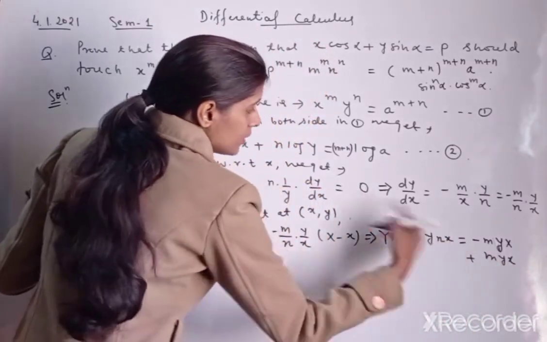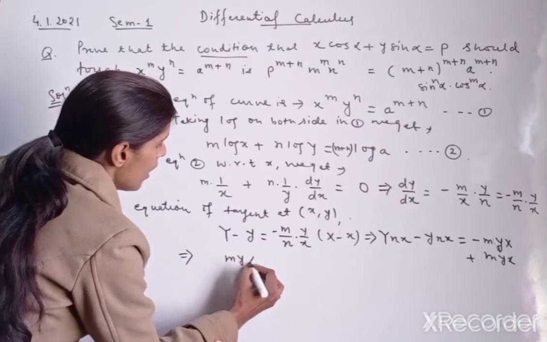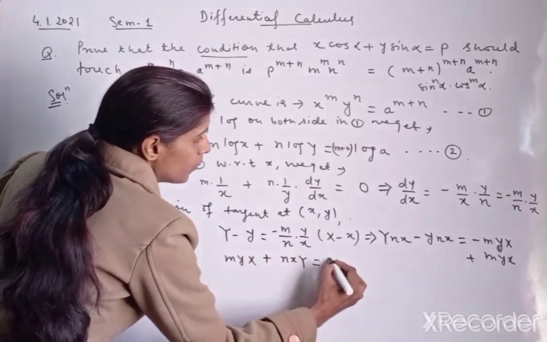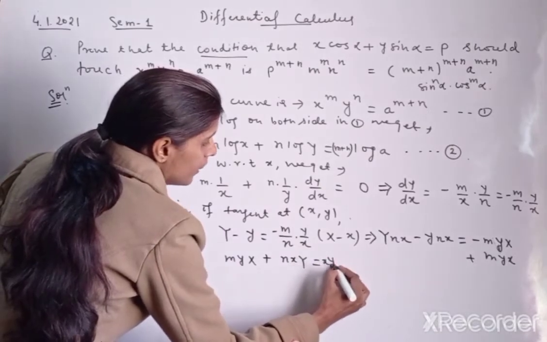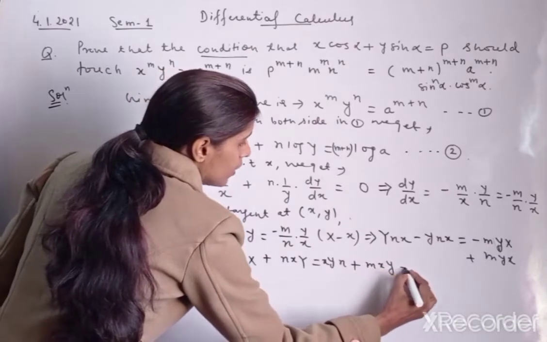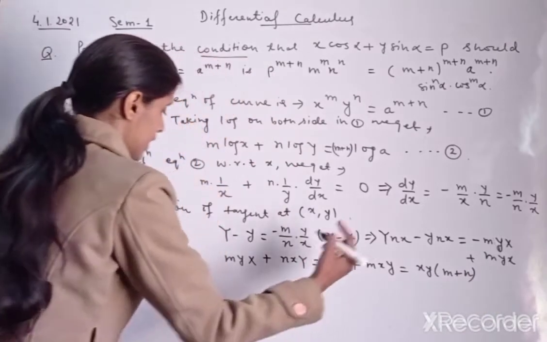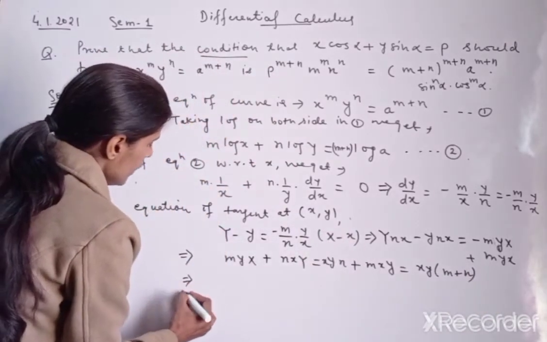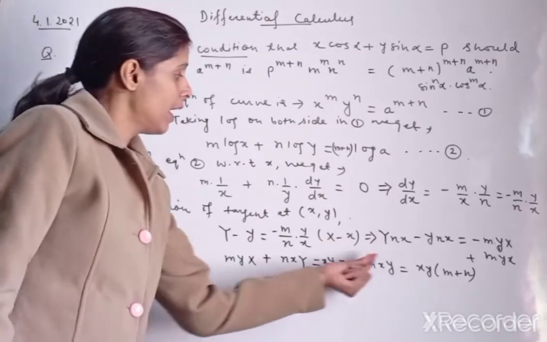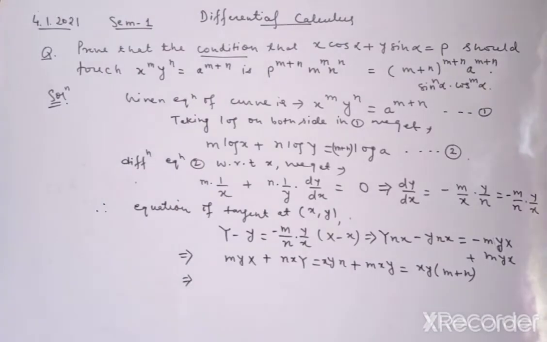So we take the xy terms to the right hand side. So we have here m y X plus n x Y equal to xy times m plus n, since while taking xy common we have m plus n on the right hand side. So here is the equation: this is the multiple of X, multiple of Y, and then we have xy into (m plus n). So this is the equation of tangent.